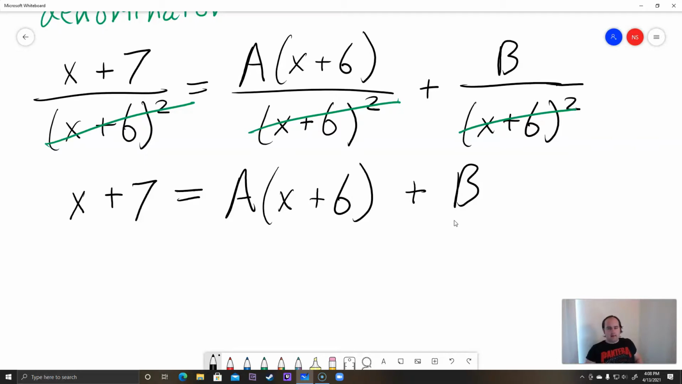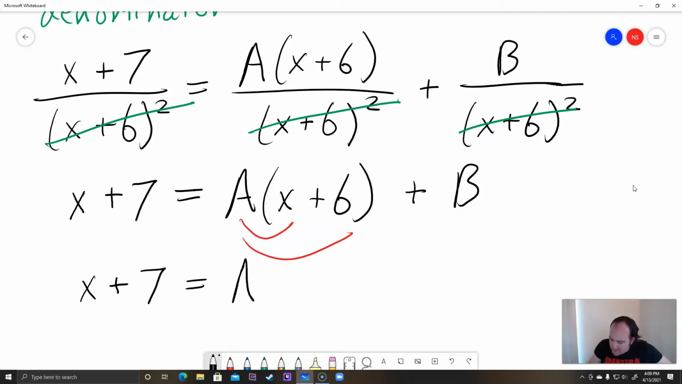Okay, and then just like in the last problem, we're going to go ahead and distribute the a. We don't need to distribute b here because it was just b times 1, which is b. But here we do need to distribute the a. So let's go ahead and do that. We get x plus 7 equals ax plus 6a plus b.